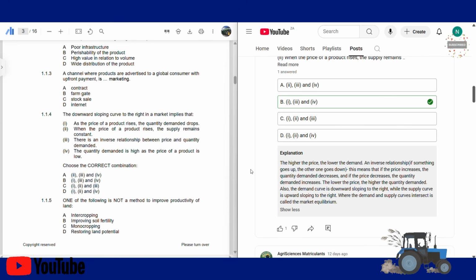Okay? The lower the price, the higher the quantity demanded. Also, the demand curve is downward sloping to the right, while the supply curve is upward sloping to the right. Where the demand and supply curves intersect is called the market equilibrium. So yeah, that's the explanation for it.